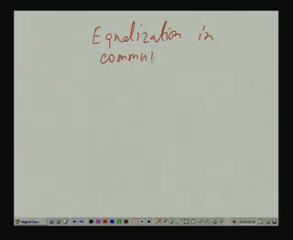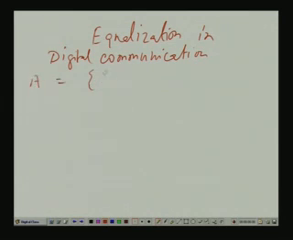Take one more example, equalization in communication. In digital communication, what do you do? You are transmitting a sequence of symbols. There is an alphabet A of various symbols, alpha 0, alpha 1, and so on, a finite alphabet.